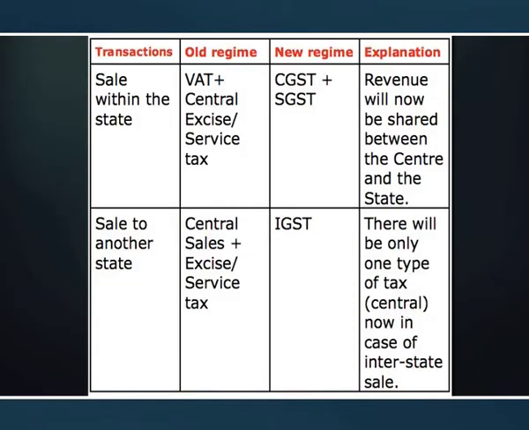In most cases, the tax structure under the new regime will be as follows: transactions, old regime, new regime, explanation. Sale within the state: VAT plus central excise or service tax, becomes CGST plus SGST. Revenue will now be shared between the centre and the state. Sale to another state: central sales tax plus excise or service tax, becomes IGST. There will be only one type of tax, central, now in case of interstate sale.